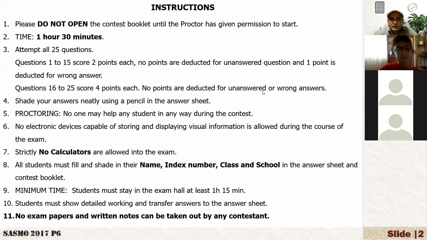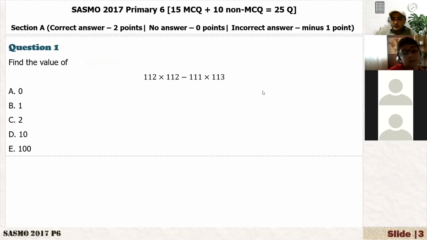Okay. As you know, the main challenge is the speed. Can you solve the questions fast? To be able to solve the question fast, you need to use the right method. Find the value of this.